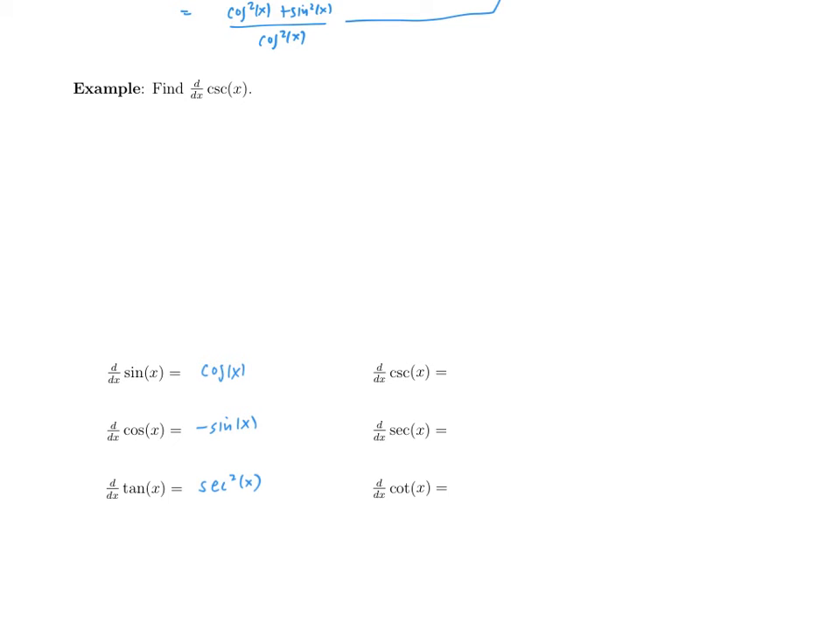What I would like you all to do is to pause the video for a moment and use the quotient rule to differentiate cosecant of x, and just try to simplify it down to whatever you think is the most convenient possible formula. And then when we work through it together, we'll see if we agree or not.